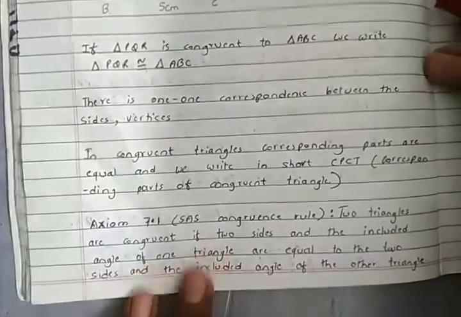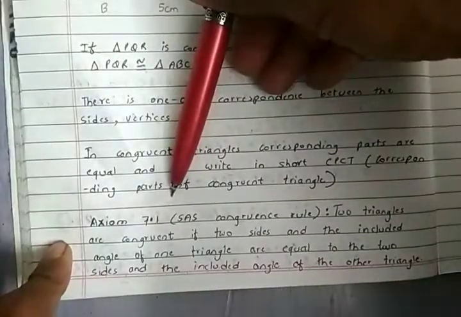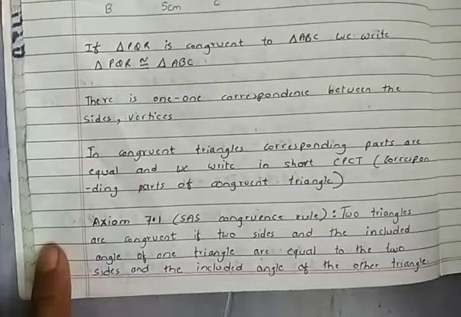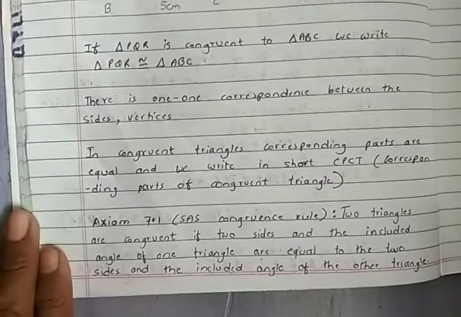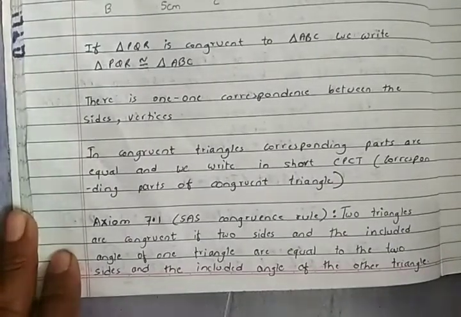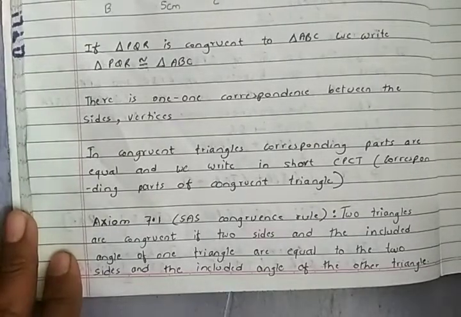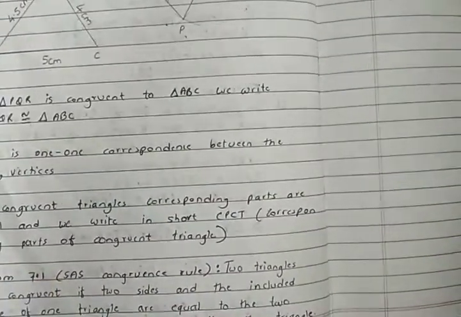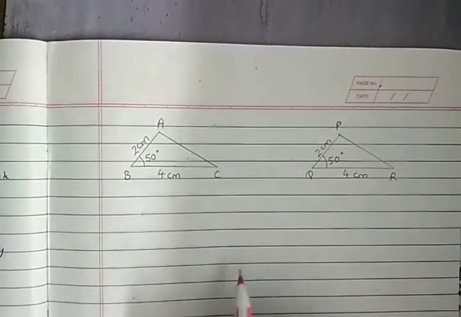right? Now let's learn about the axiom. Axiom 7.1. What does it say? Two triangles are congruent if two sides and the included angle of one triangle are equal to two sides and the included angle of the other triangle. The side angle side rule can be explained better with the help of an example.